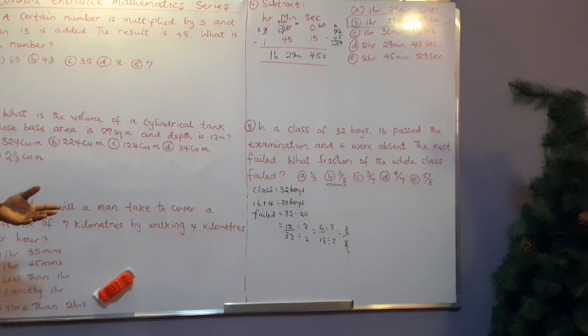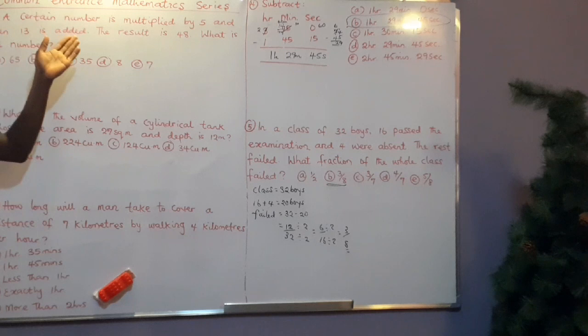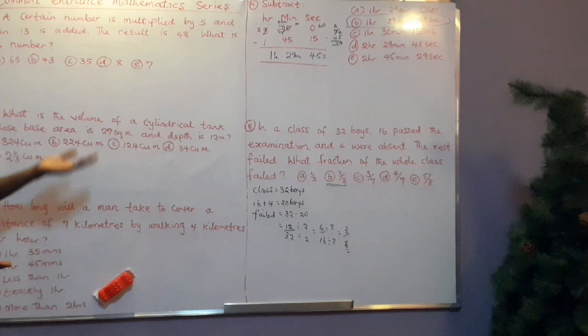So, my young friend, since the number was not given, what do you think we should do? I think we should represent the number as X. Okay. She said we should represent the number as X. Do you know what it simply means? Whenever numbers are not given, we have to use any alphabet of our choice. He picked X. You can decide to use A, B, or even C to represent the number that wasn't given.